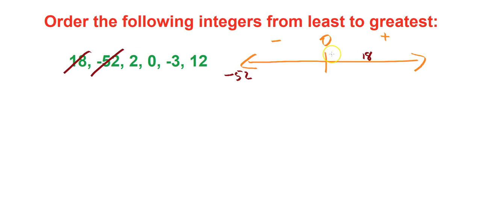2 will be over here somewhere, right? 0, well that's here. That's easy. Minus 3 is going to be close to the 0. And 12 will be somewhere here. And all of a sudden, I've immediately ordered them from the least to the greatest.